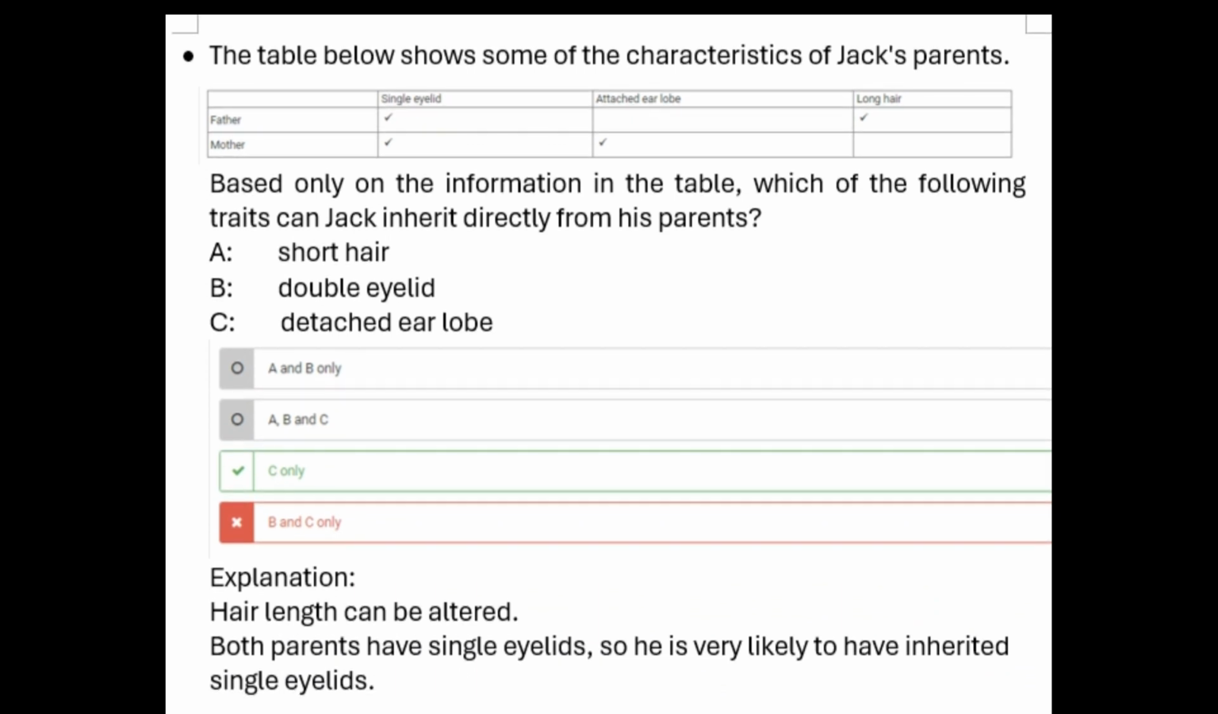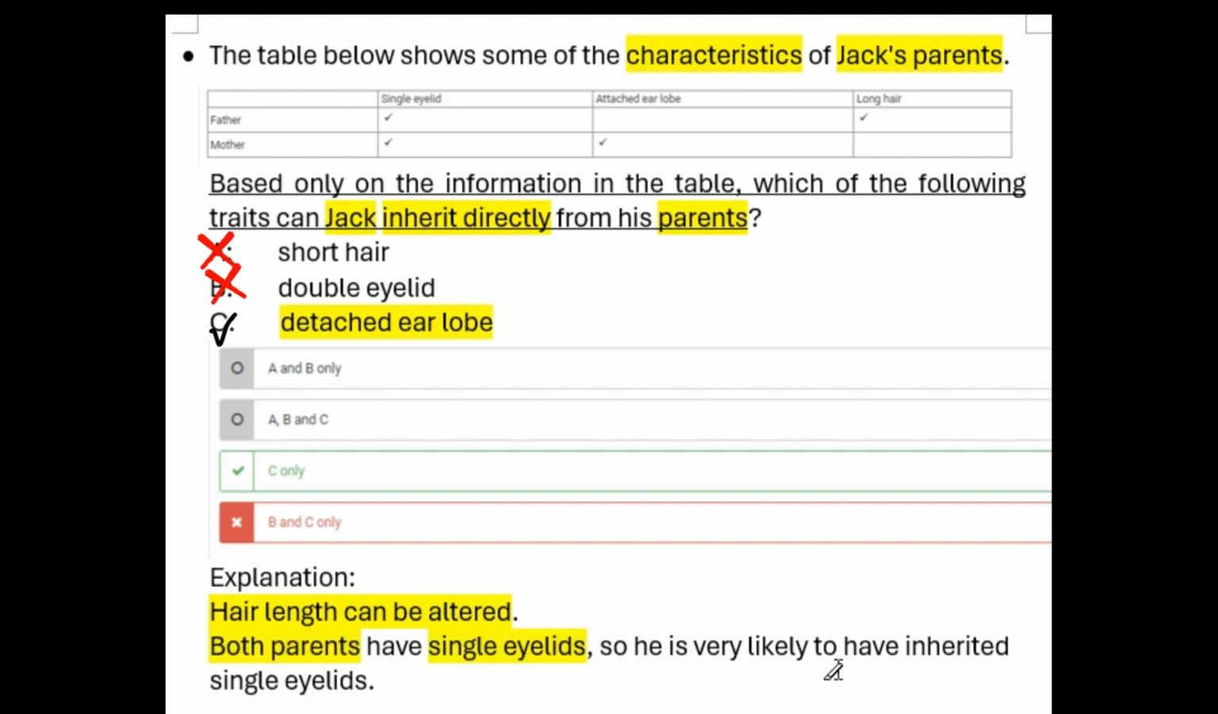The table below shows some of the characteristics of Jack's parents. Based only on the information in the table, which of the following traits can Jack inherit directly from his parents? A. Short hair. B. Double eyelid. C. Detached earlobe. Explanation. Hair length can be altered. Both parents have single eyelids, so he is very likely to have inherited single eyelids.